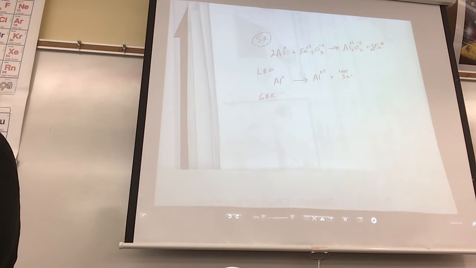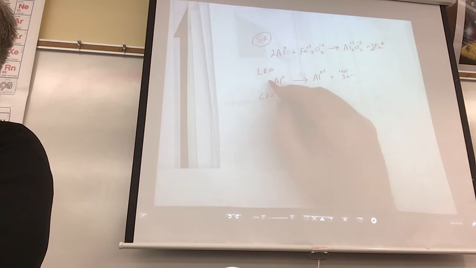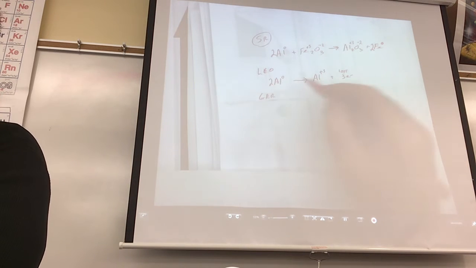Now we'll go back and fix the numbers. Did you really start with 1 aluminum? No, start with 2. That's easy. If each aluminum had to lose 3 and you have 2 of them, then we're going to change that to a 6, aren't we?